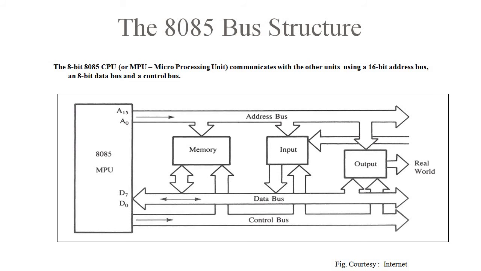Now let us see bus structure. Initially I told you that the microprocessor is connected with memory and input output by using various buses. Here in the figure you can see the 8085 microprocessor and the memory and input output, and the microprocessor and the memory and input output are connected by using different buses.